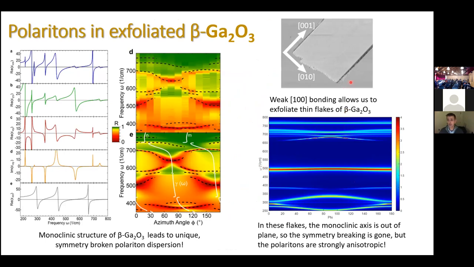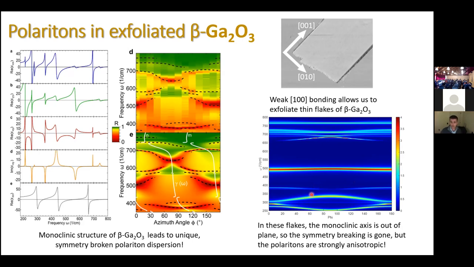Moving to the next steps, we've then exfoliated crystals of beta gallium oxide. It's actually a relatively interesting material. It's not really a two-dimensional material in the sense that it has van der Waals bonds holding it together, but on the side of the crystal, like if you go to the flat of the wafer, you can use the same exfoliation methods to peel off thin flakes with a different crystal orientation, where basically your C-axis is now in plane with your B-axis and A is out of plane. This removes some of that symmetry breaking because now the monoclinic axis is no longer in the plane.